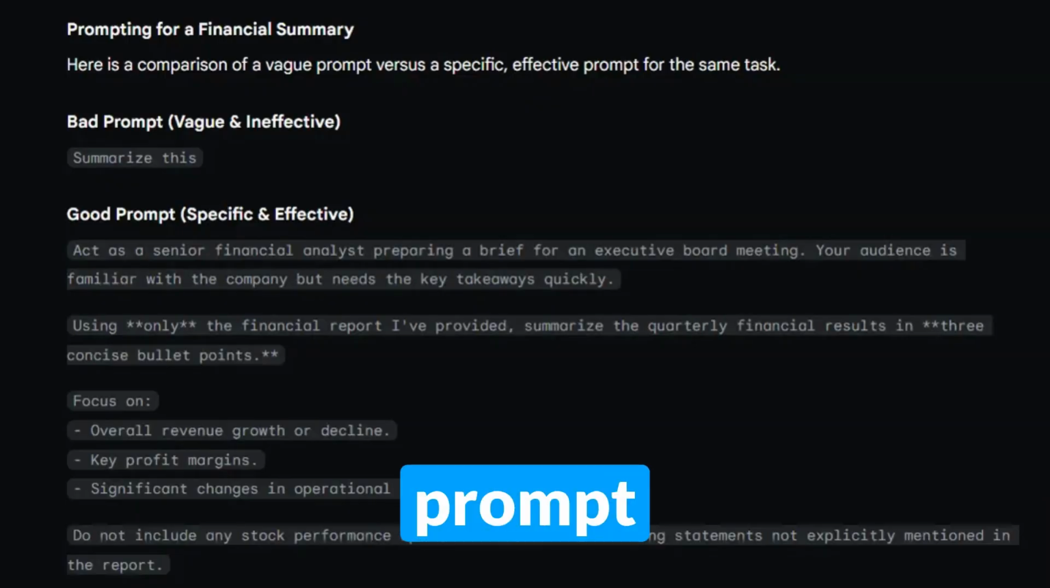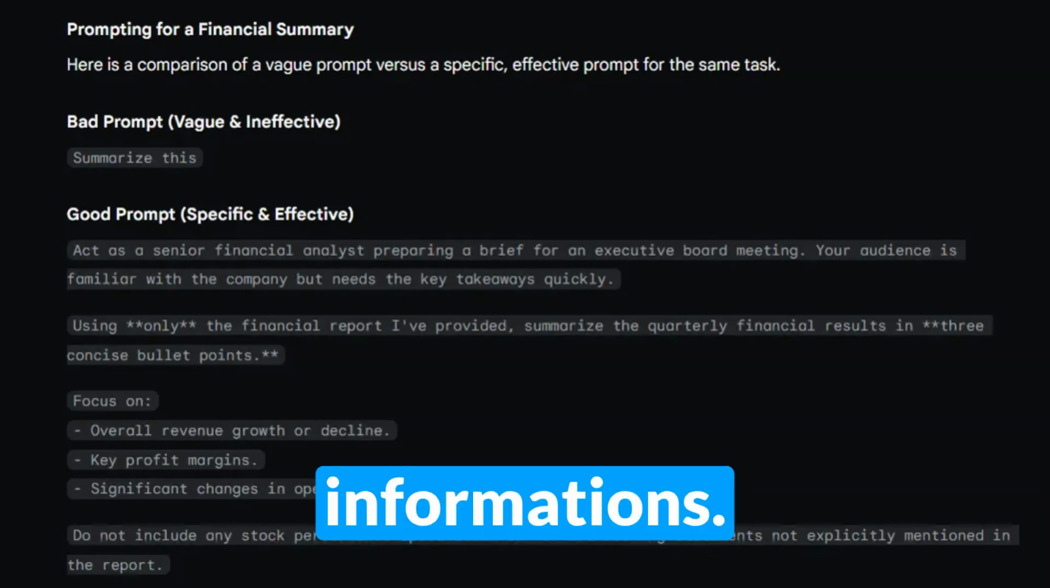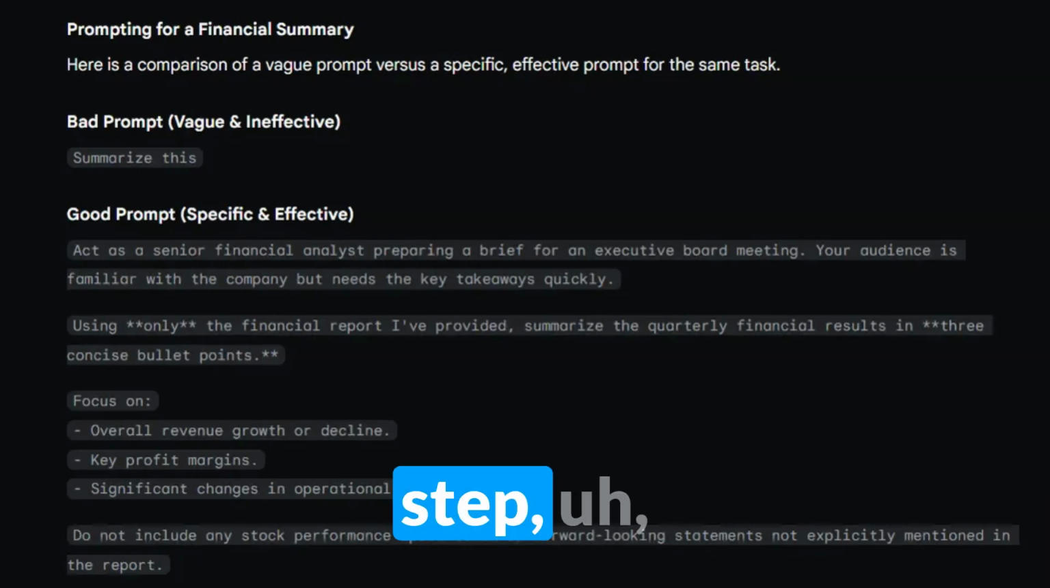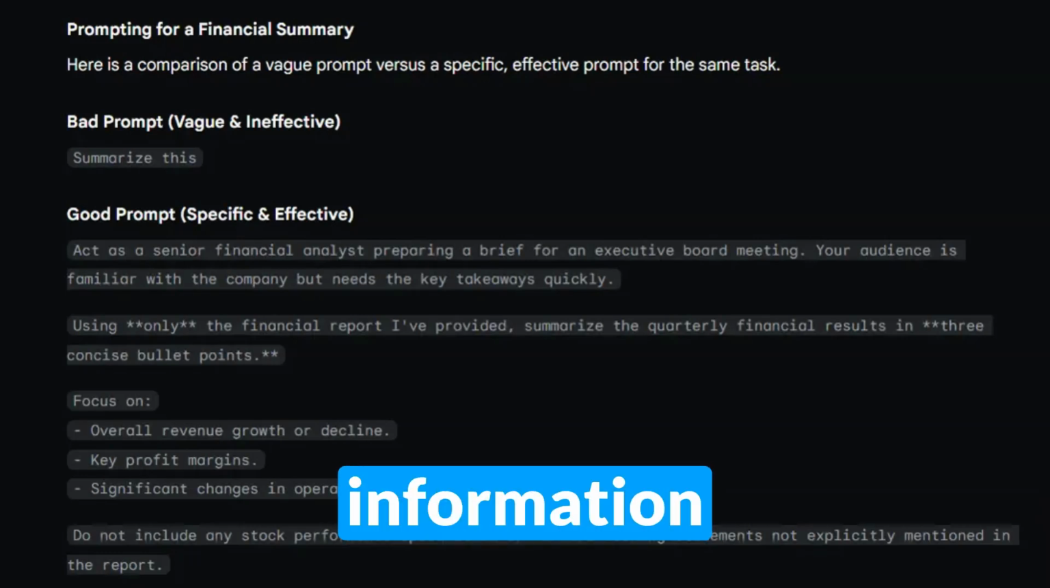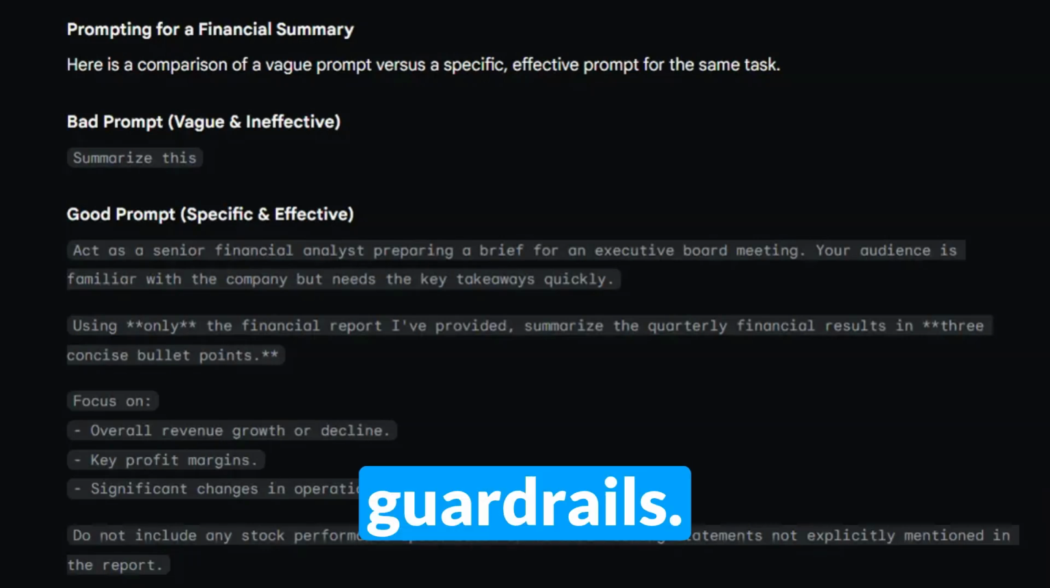bad prompt. A bad prompt just says, summarize this. A good prompt has a lot more detail, right? Use the provided report only. The financial results in 3 bullet points. There's a systematic, step-by-step outline for the LLM, for the AI system, to have the specific information that you are looking for, as well as guardrails.